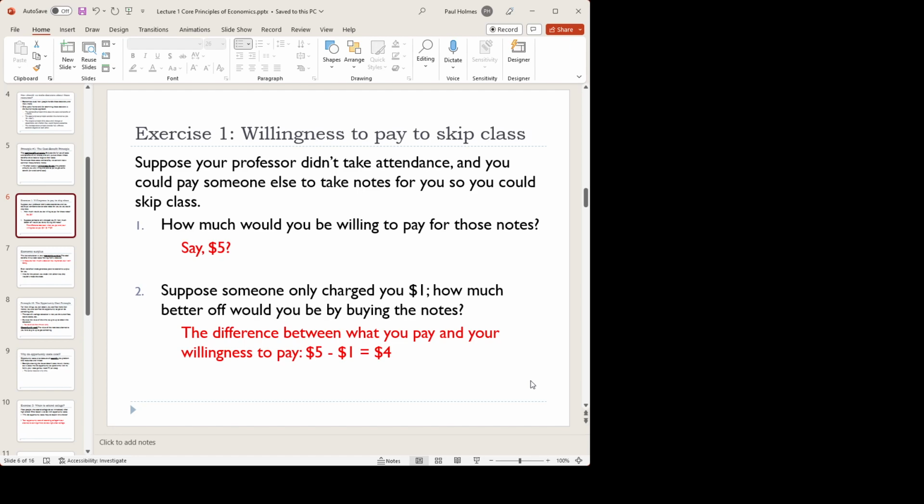Let's suppose that you only got charged $1 by your neighbor for those notes. Then we would say that you have the benefit of getting the notes of $5, a cost of $1, and so the leftover amount is $4.